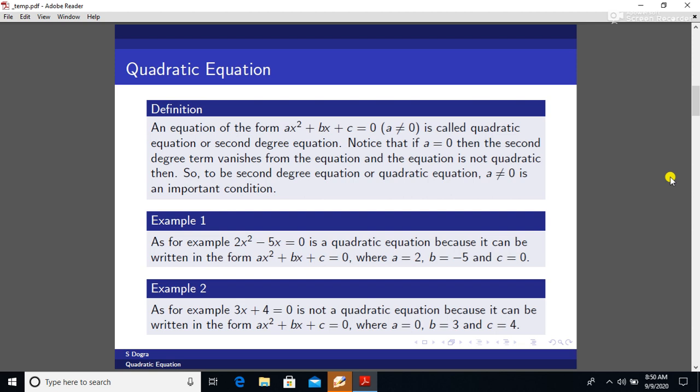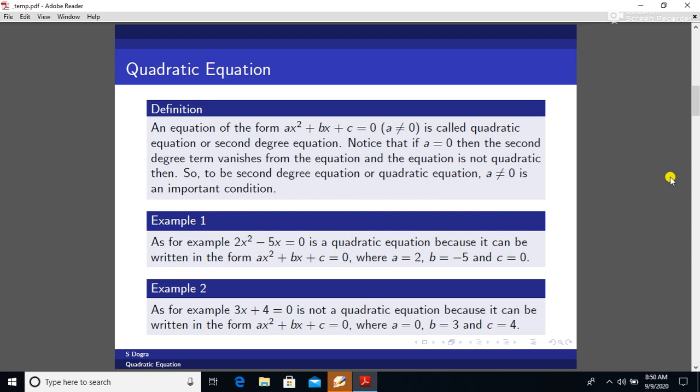Now I come to example 1. As for example, 2x² − 5x = 0 is a quadratic equation because it can be written in the form ax² + bx + c = 0, where a = 2, b = −5, c = 0.